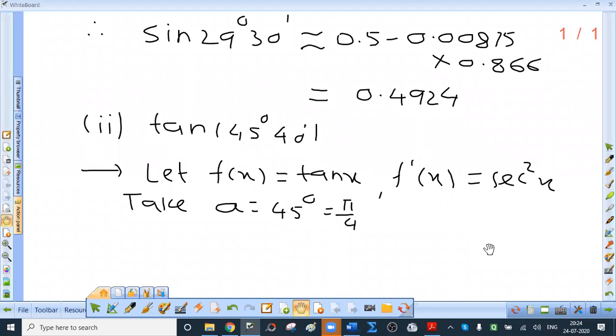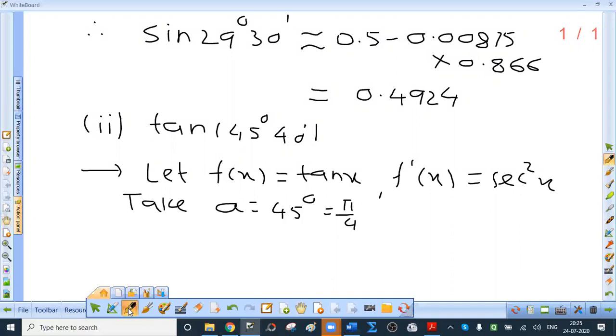Next sum, tan of 45 degree and 40 minute is to be obtained. Okay, so if you use log table, you get the same answer. Very good. Now you will wonder, but this is only an approximation. Log table also gives an approximate value only. So for tan of 45 degree and 40 minute, you have to take A as 45 degrees, that is pi by 4 radian.